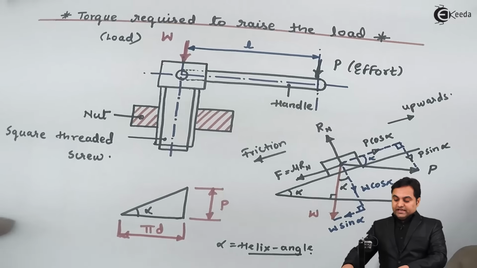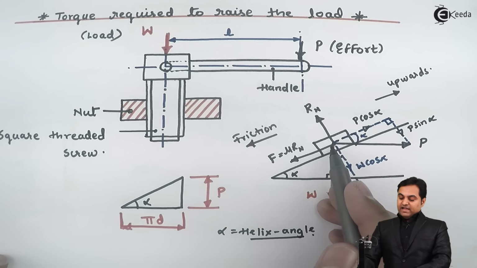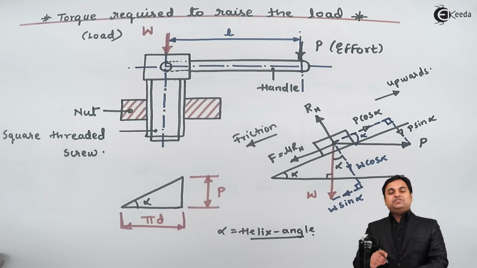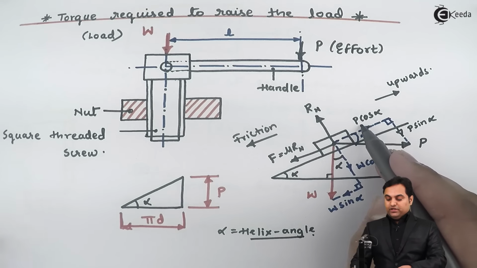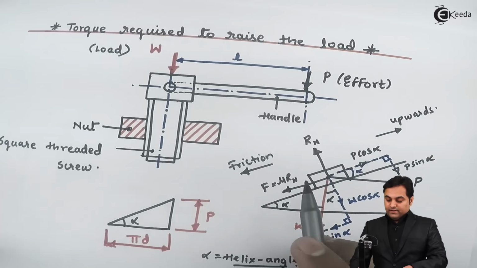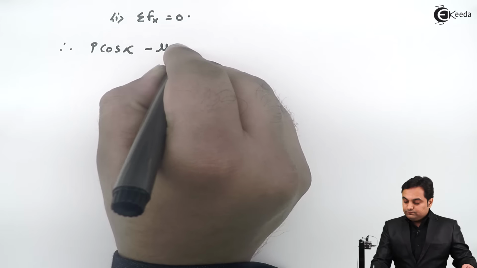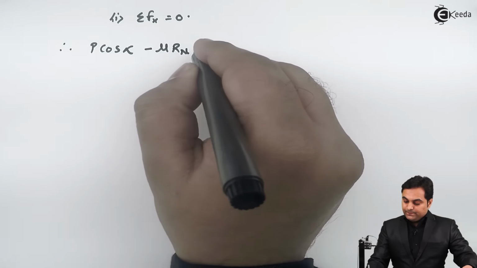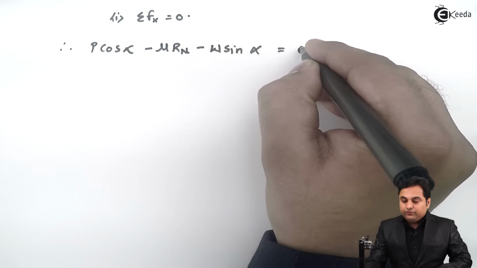So now if I look into this diagram, the forces which are parallel, P cos alpha is parallel to the plane, F is parallel to the plane, and W sin alpha is also parallel. But here the sign convention, I'll take it as if the force is parallel and acting upwards, that has to be taken positive. So P cos alpha is positive. F, that is mu Rn, is negative. W sin alpha, it is negative because it is in the downward direction. So minus W sin alpha, that is equal to 0.